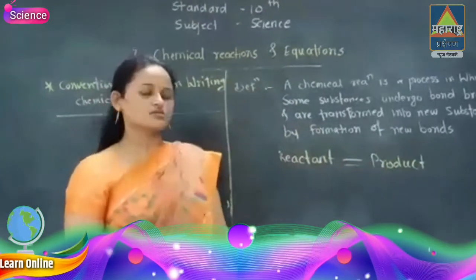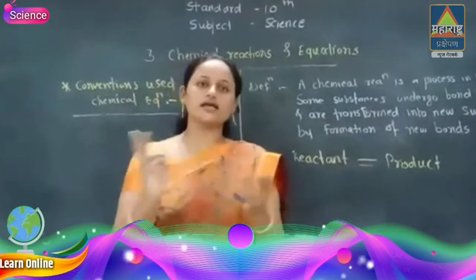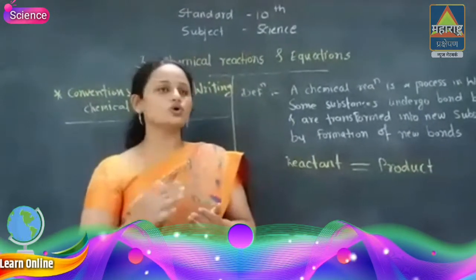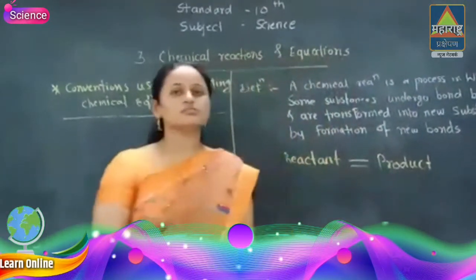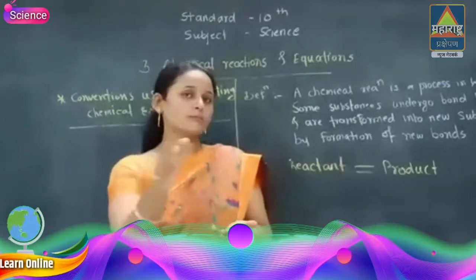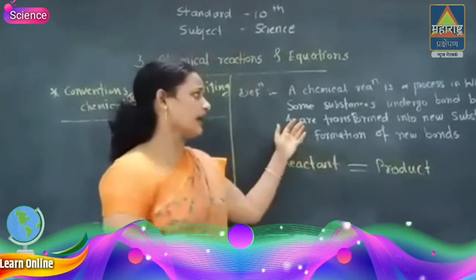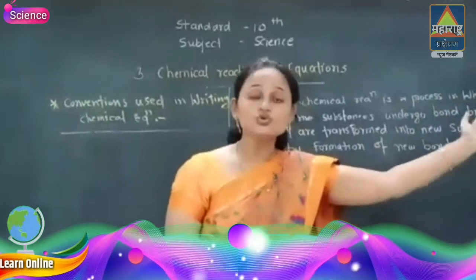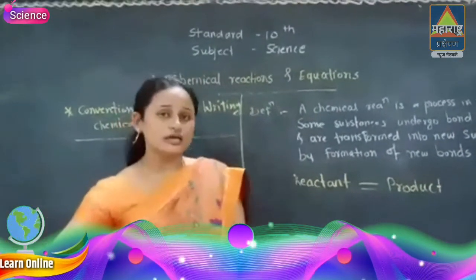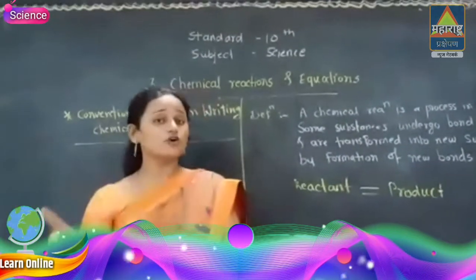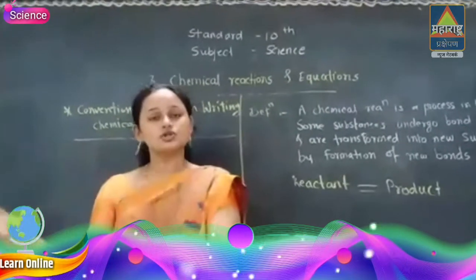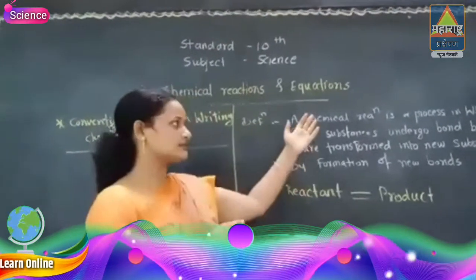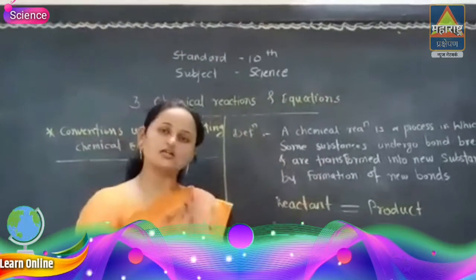In a chemical reaction, when we take some substances or elements, those substances take part in the reaction and undergo bond breaking. After the bond breaking, they are transformed into a new substance, which means we get a new element, a new substance, by the formation of new bonds. This is the definition or meaning of chemical reactions.